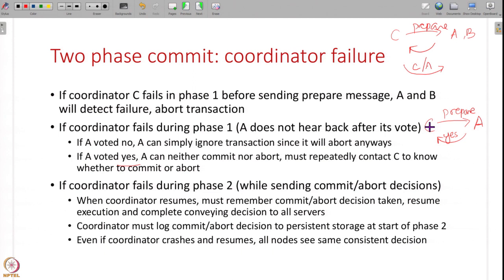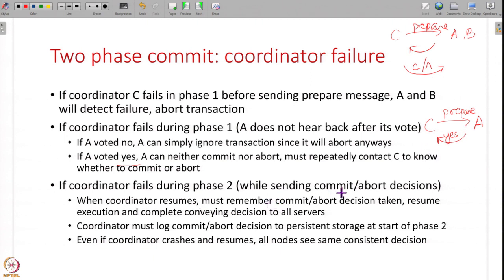In such cases A must wait, it must block. It must repeatedly keep contacting the coordinator, is the coordinator up, keep checking, find out whether the transaction finally, in the second phase, committed or aborted, and then execute the decision. If it is commit, it has to execute the transaction. So, in this case, if the coordinator fails when some of the nodes have voted yes, then the coordinator must come back and contact those nodes, and those nodes should wait to hear from the coordinator about the decision of the transaction.